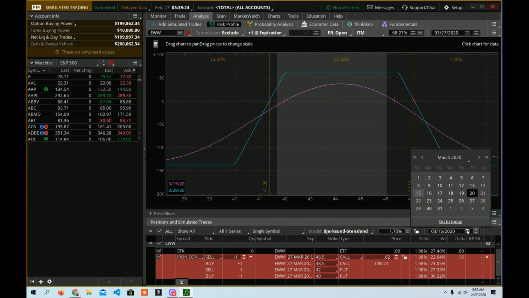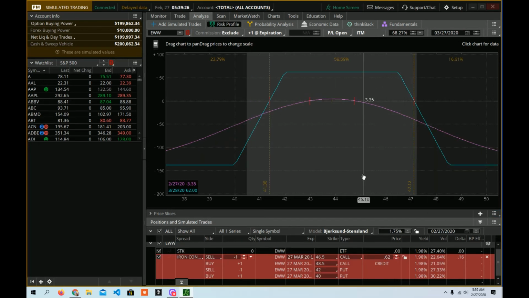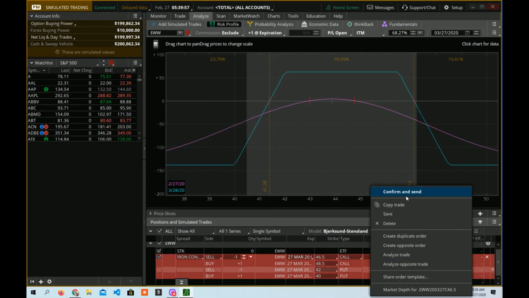But I want to go back to today's probability. So I click on the calendar, click on go to today. And so once again, following the tastytrade approach, we want to get approximately 1/3 credit. That's 1/3 the width of the strikes. It's $2 wide strikes between our call spread and our short put spread. And while it's not perfect, it's really close to perfect. We're going to route this one to be filled and keep track of that. So I'm going to right click this position down here and choose confirm and send.